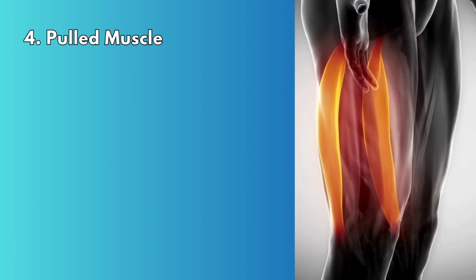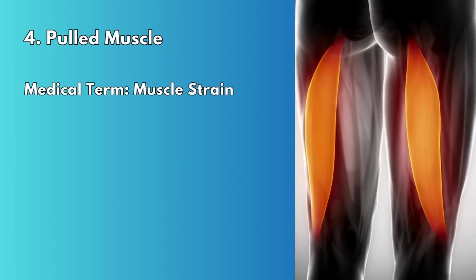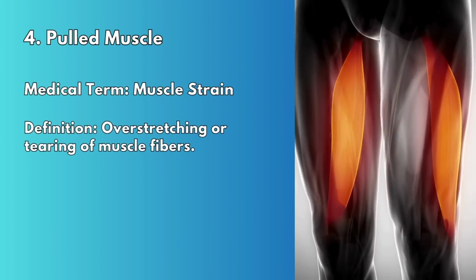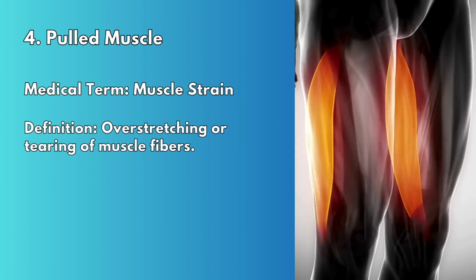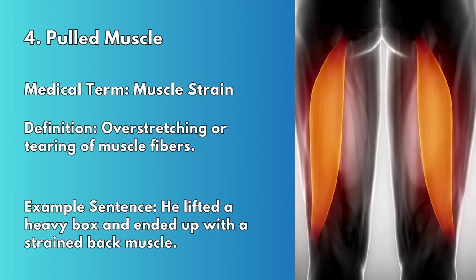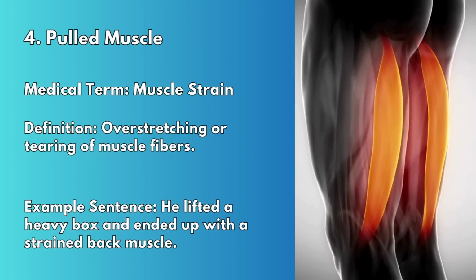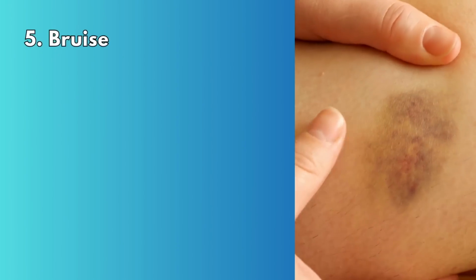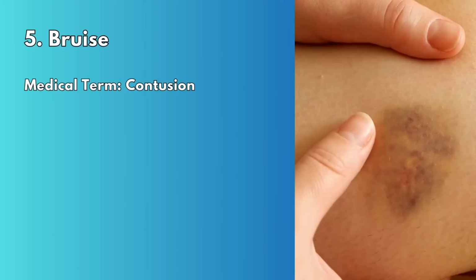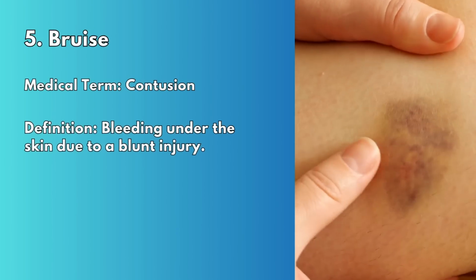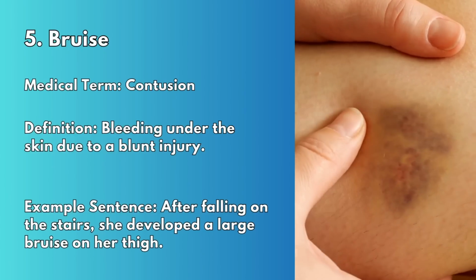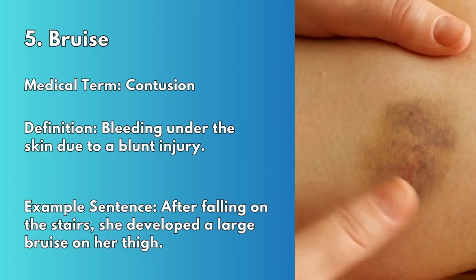Let's move on to pulled muscle. This can also be referred to as muscle strain or strained muscle. It is an overstretching or tearing of muscle fibers. Let's take a look at our example sentence. He lifted a heavy box and ended up with a strained back muscle. Our fifth term is bruise. The medical term for this is contusion. The definition is a bleeding under the skin due to a blunt injury. After falling on the stairs, she developed a large bruise on her thigh.